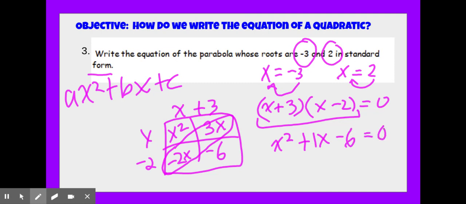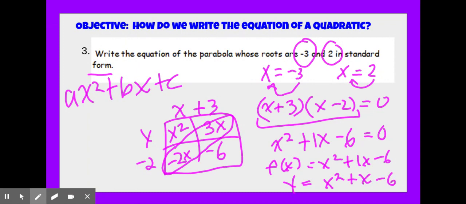Minus 6 equals 0. Now, again, I need to write it as a function, so I'm either going to use f of x equals x squared plus 1x minus 6. You don't even need the 1, don't forget. I'm going to show you in this example. Or you can write y equals x squared plus x minus 6. Okay? So those are all the different ways that we're going to start kind of being creative on writing the equations of a quadratic. So pause the video, make sure you get this down.